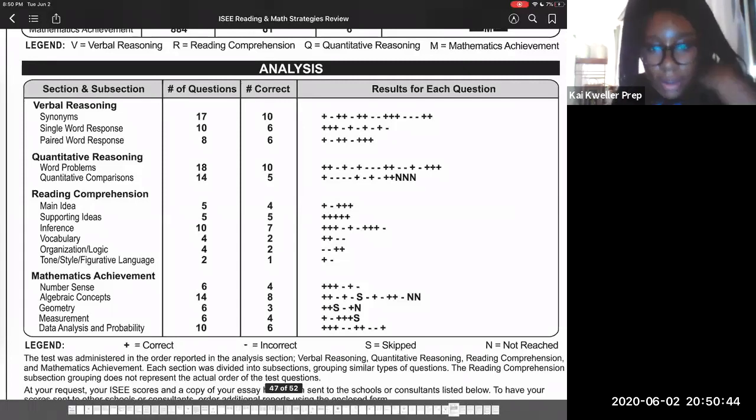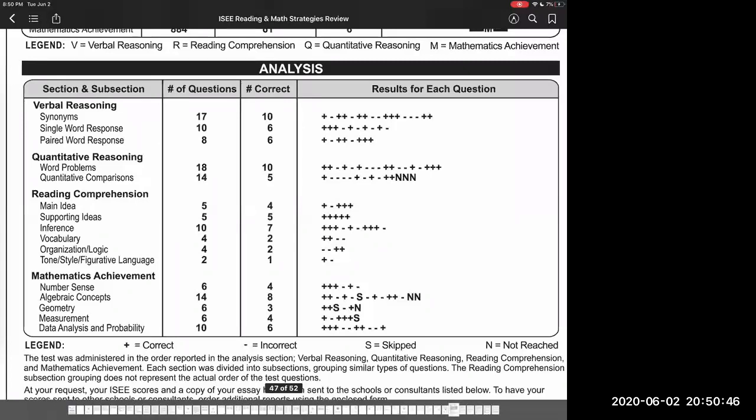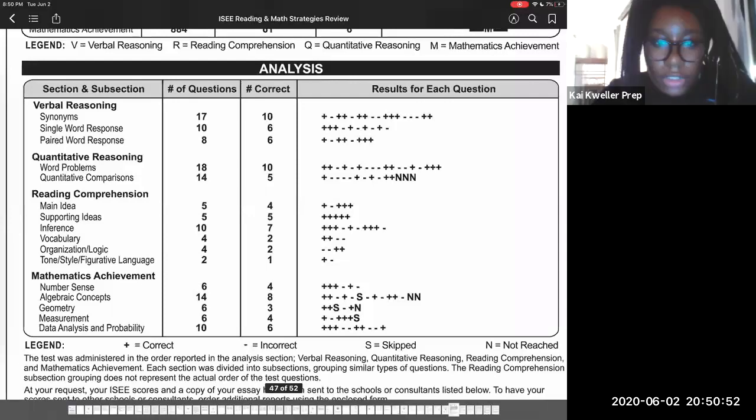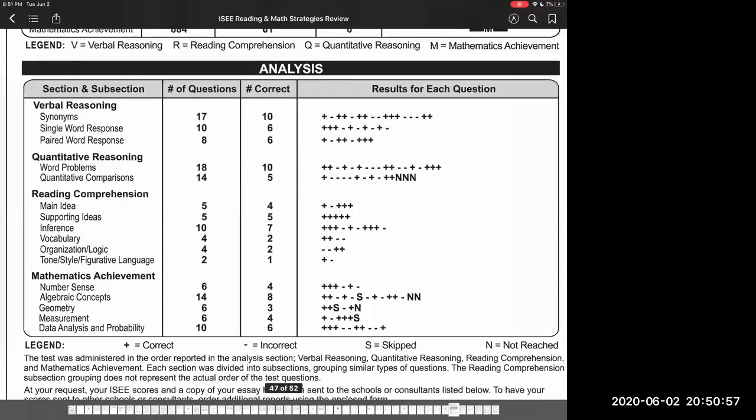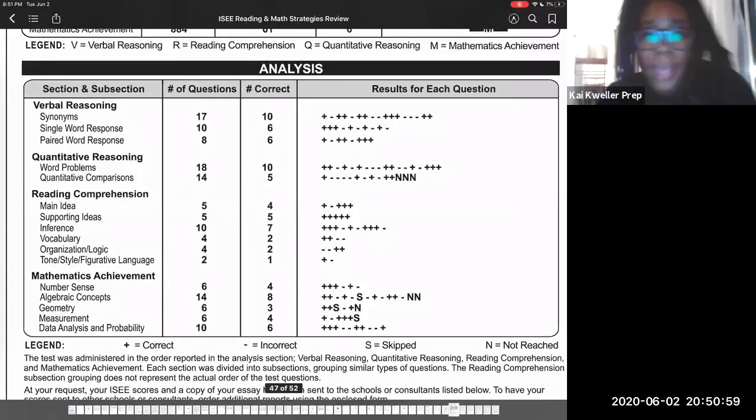Okay, so what we're looking at are typical upper level ISEE questions. If you could read that out, Kai, that would be awesome. I just posted the new ones that I just sent you. Schools offer many extracurricular opportunities. Describe one extracurricular opportunity that you would like to pursue.